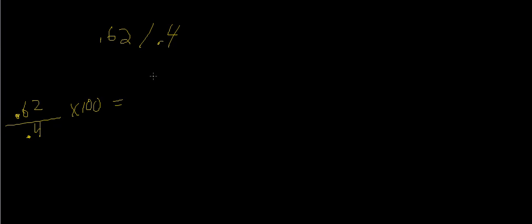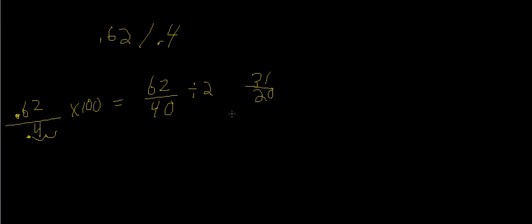62 hundredths times 100 is 62. 4 tenths times 100, 1, 2 is 40. Okay, right there I see that they're both divisible by 2. So we're going to divide this whole thing by 2. So 62 divided by 2 is 31. 40 divided by 2 is 20.